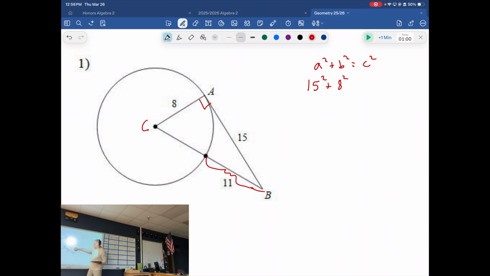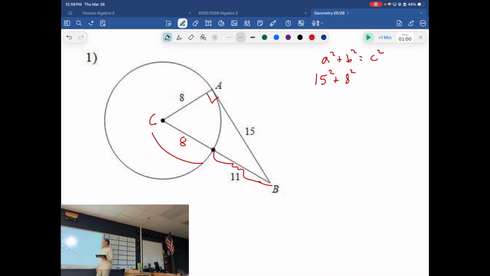It's only this part of it, from here to here. Do I know this distance right here? Yes. What is it? Not 4. 11. What is the radius of this circle? The radius of this circle is 8, right? Is this a radius? Yes. So if my radius here is 8, this has to be 8 as well. So what is the length of this whole thing, CB? The whole thing is 19.